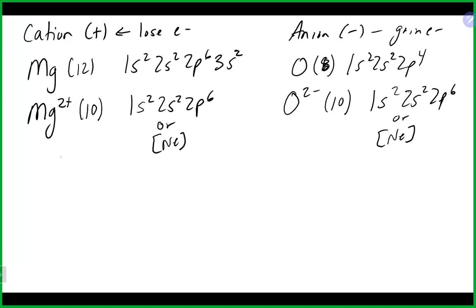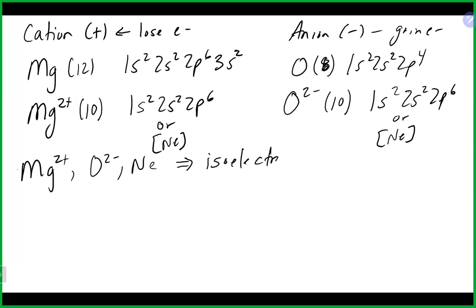So all three of those things, magnesium with a +2 charge, oxide, which is oxygen with a -2 charge, and neon, they are all what are known as being isoelectronic with each other. That is a fancy way of saying they have the same electron configuration.